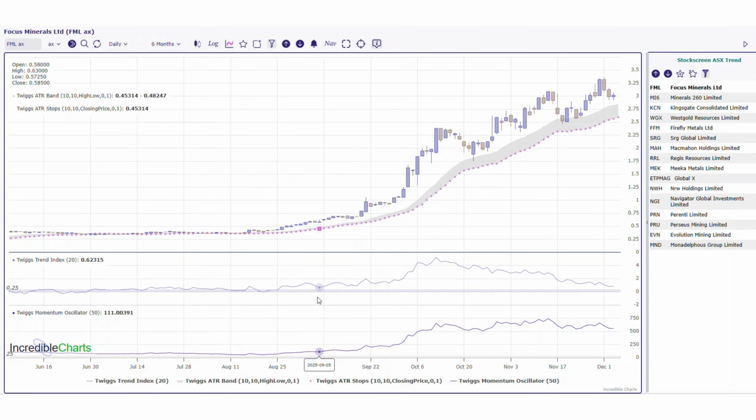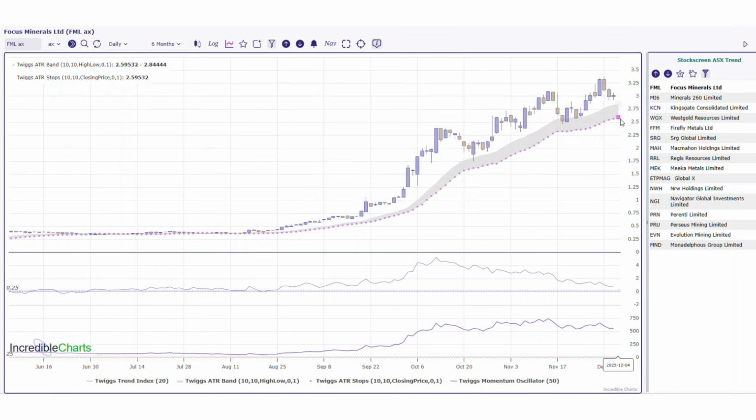So basically, your entry point would be signaled when momentum is above 25 and the trend index is above 0.25. You then use a trailing stop like we show on the chart above. I use Twigs ATR stops, and I'll go into that in more detail in a later video. But you can see the trailing stop trails behind the trend on the way up.